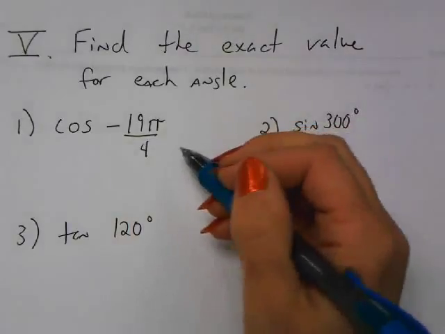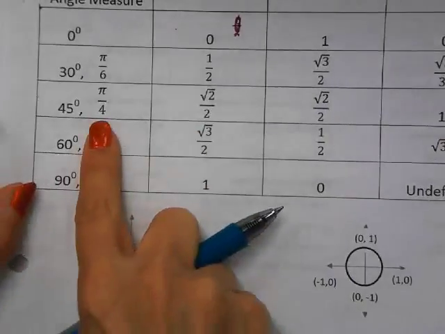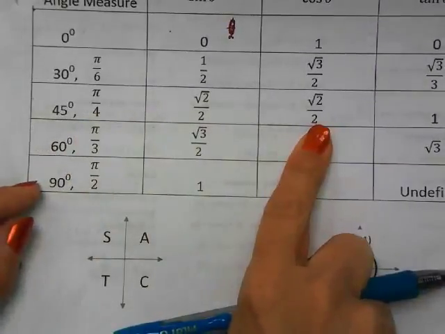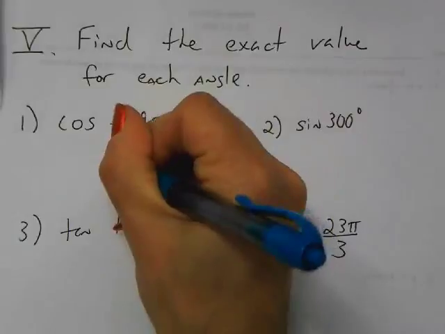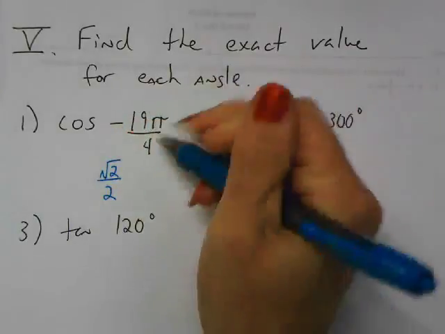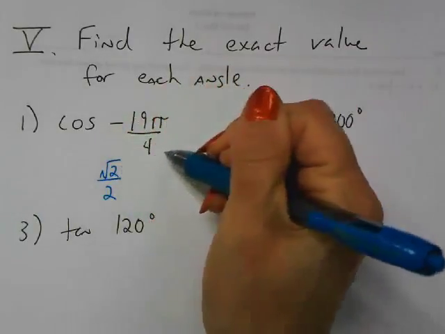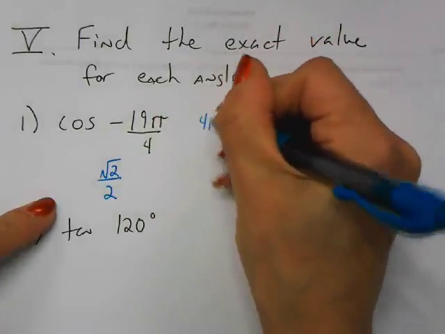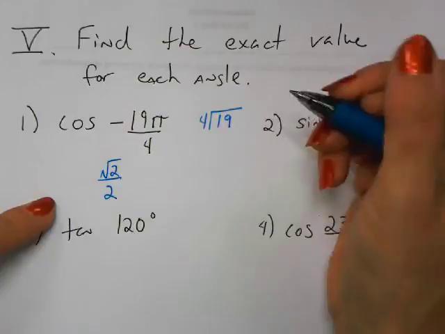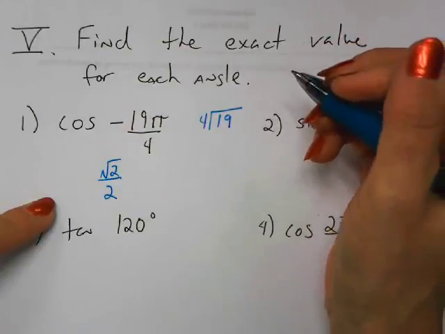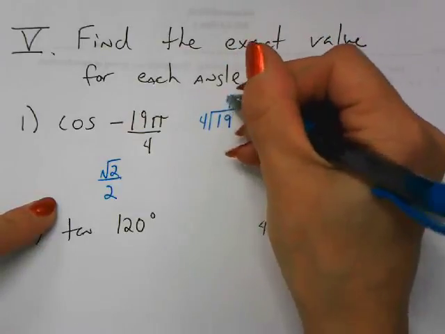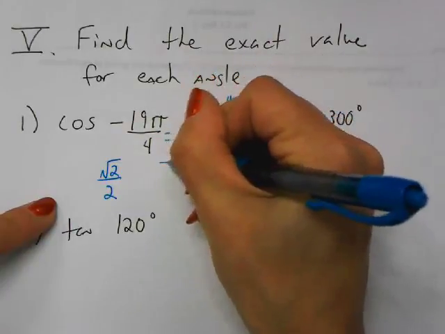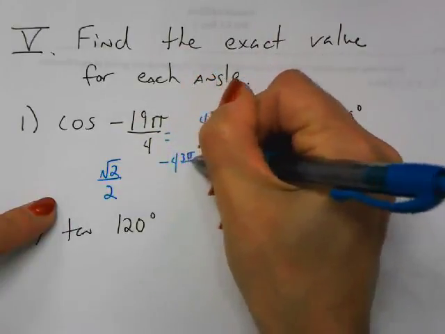The reason I need my reference angle is because that tells me to come to pi over 4 in my chart, read the cosine, square root of 2 over 2. Now what we have to decide is what quadrant -19 pi over 4 is in. So I'm going to go ahead and divide, just like I did to get this where his standard position was. So I get 4 and 3/4. So this is -4 and 3 pi over 4.